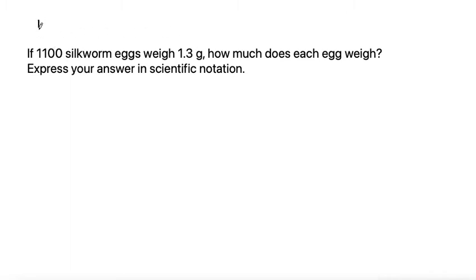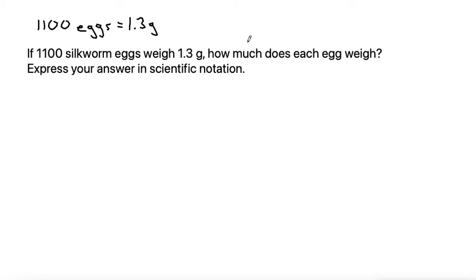So essentially, when they tell us if 1,100 silkworm eggs weigh 1.3 grams, that's giving us an equivalency between two things. Essentially, 1,100 eggs is equal to 1.3 grams. What that is giving us is a conversion factor. So we typically don't want to start our problem with the conversion factor. We want to start our problem with what the question is asking us about.